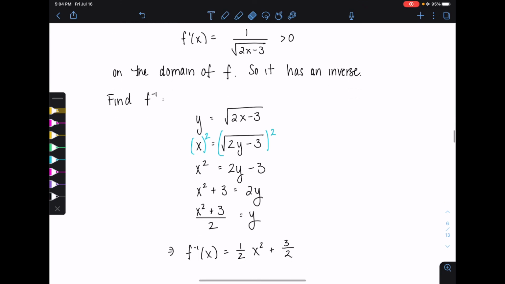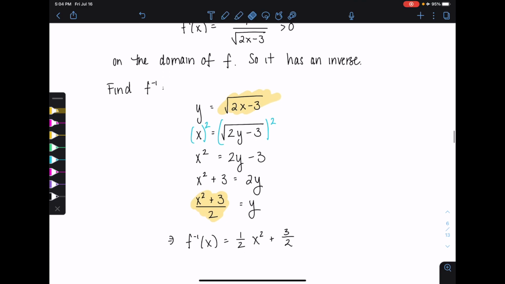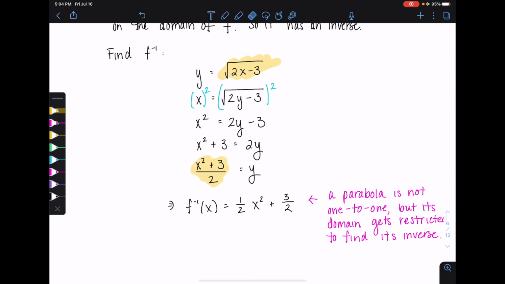And ultimately, this gives us our inverse function. So the expression we have here is the inverse. So 1/2 x squared plus 3/2 is going to be the inverse of a square root function. Now, if you think of the graph of a parabola, it's not 1-to-1, but if you do restrict its domain, you can go ahead and do that to find its inverse. So I'm only going to really use half of the parabola to get the inverse function.